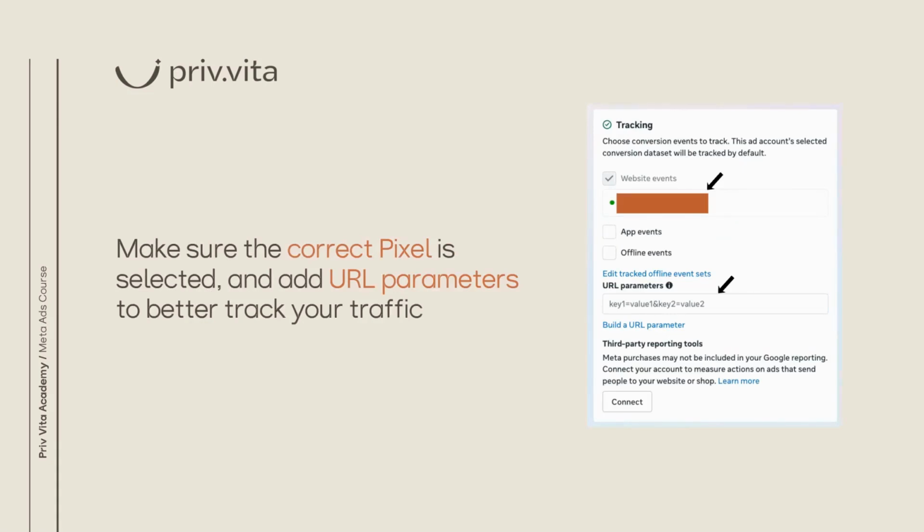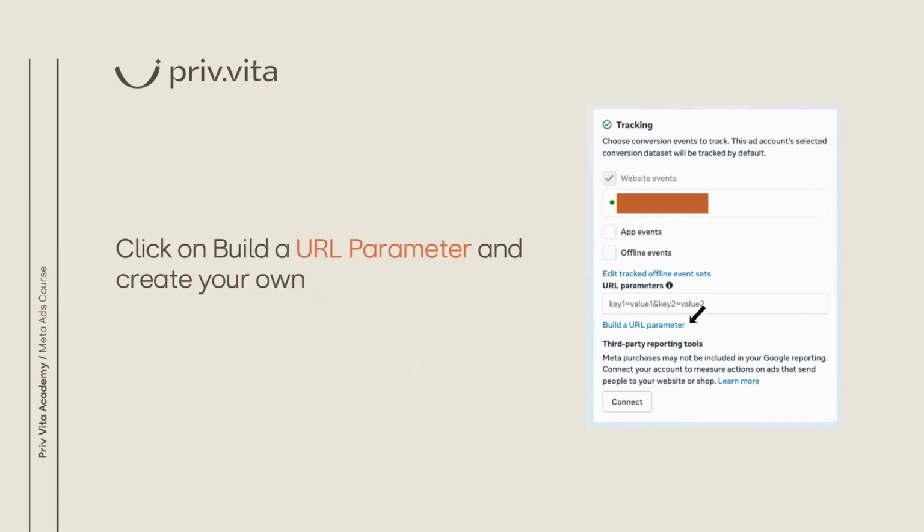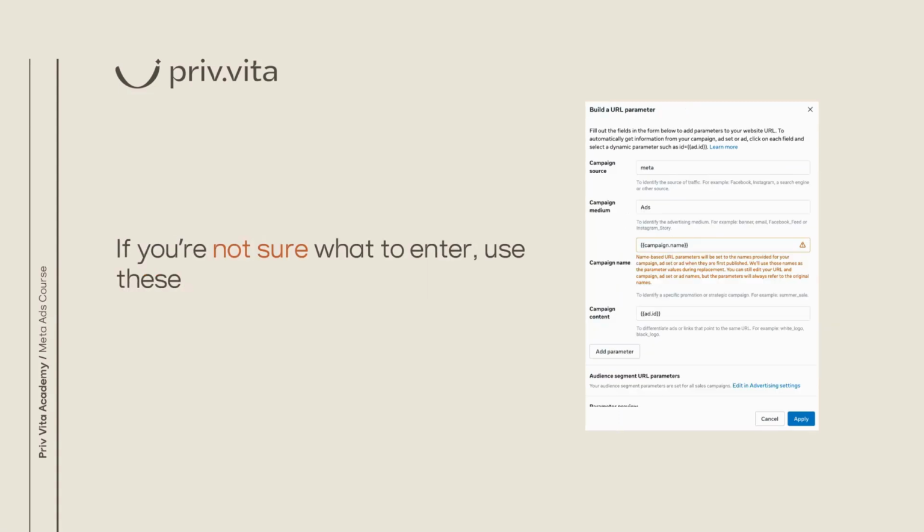Finally, at the bottom, you will see the tracking settings. Make sure the correct pixel is selected and add your URL parameters to better track your traffic. If you're using a third-party tracking tool like Northbeam or Triple Whale, they'll give you pre-built URL parameters. Just copy and paste them here. If you're not using a tracking tool, you can click Build a URL parameter and create your own. When you click into the empty fields, Facebook will show a drop-down menu of options you can choose from. If you're not sure what to enter, you can use Meta or social as the source, ads or paid as the medium, campaign name for the campaign parameter, and the ad ID for the content parameter.